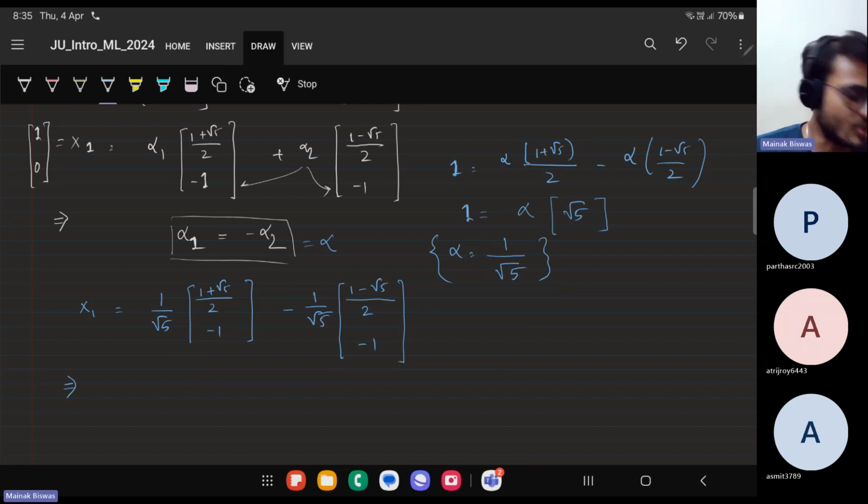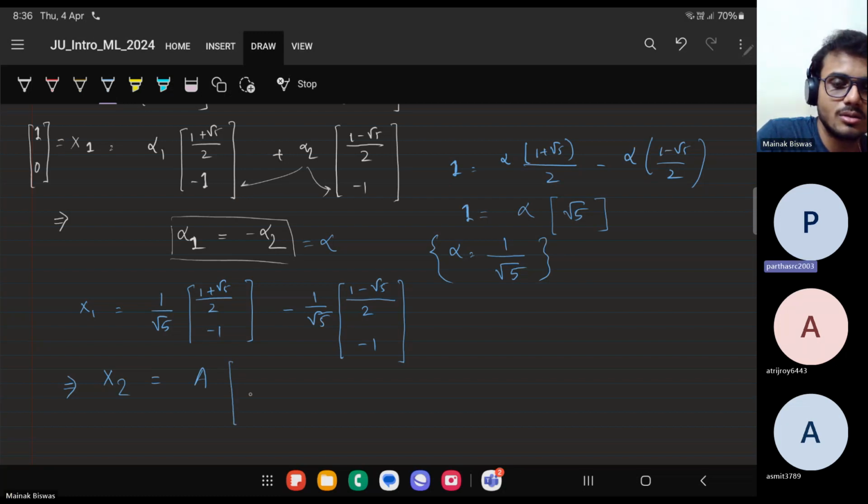Okay, now I have this equation. Now if I have to find xt, what will be xt? Let us write one, X2. What is X2? A into this linear combination.